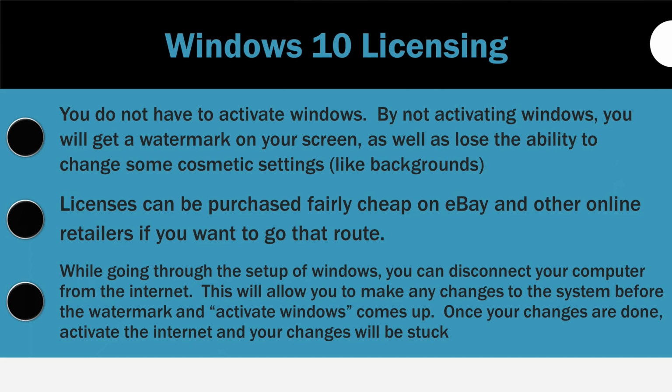While going through the setup of Windows, you can disconnect your computer from the internet when you are building your first machine. This will allow you to boot up and make any changes to the system before the watermark and activate Windows comes up. Once you make all your changes, the operating system looks the way you want, you are good with your background, you connect the VM to the internet, and then your changes are basically stuck.